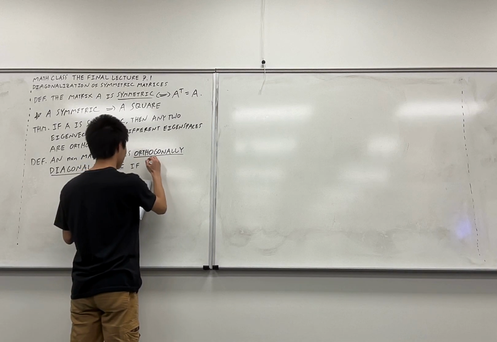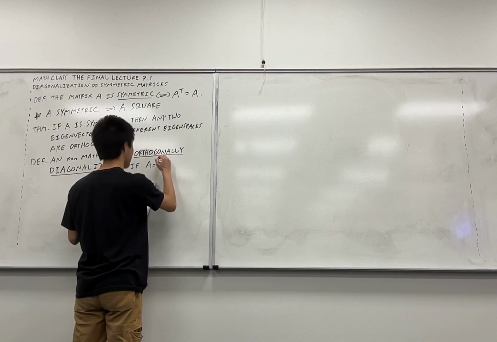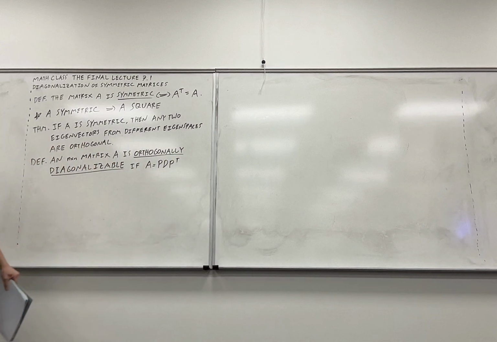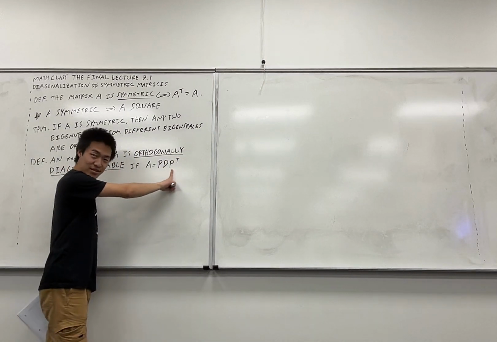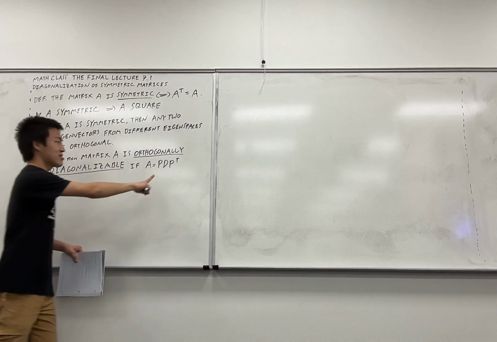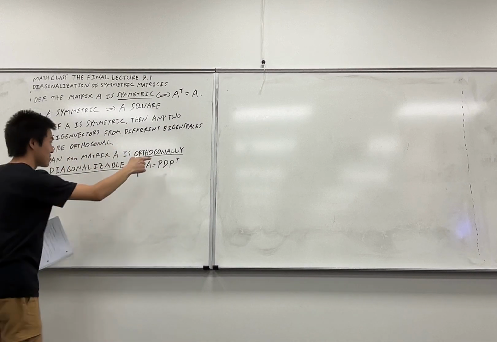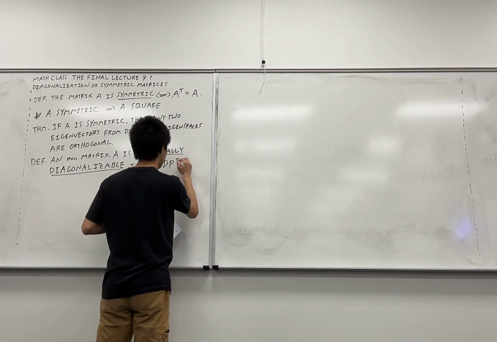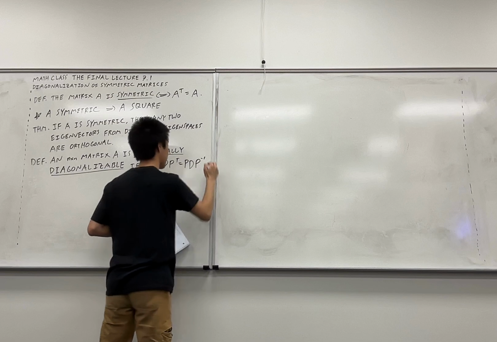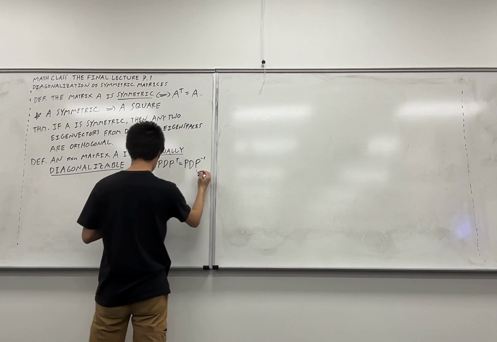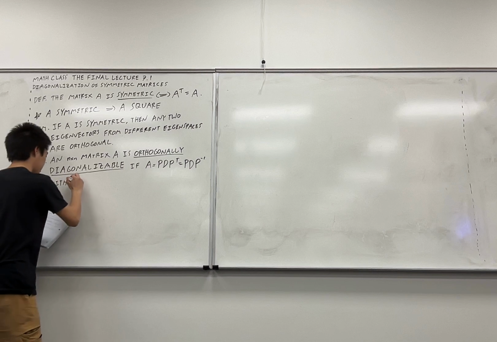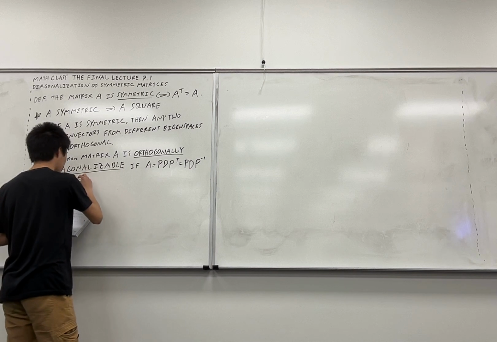If A has this special factorization, PDP transpose. Now you might be thinking to yourself, PDP inverse is something that we did before with diagonalization, but now instead of the inverse we put a transpose. But because we have a symmetric matrix, those are actually the same. With P an orthogonal matrix.